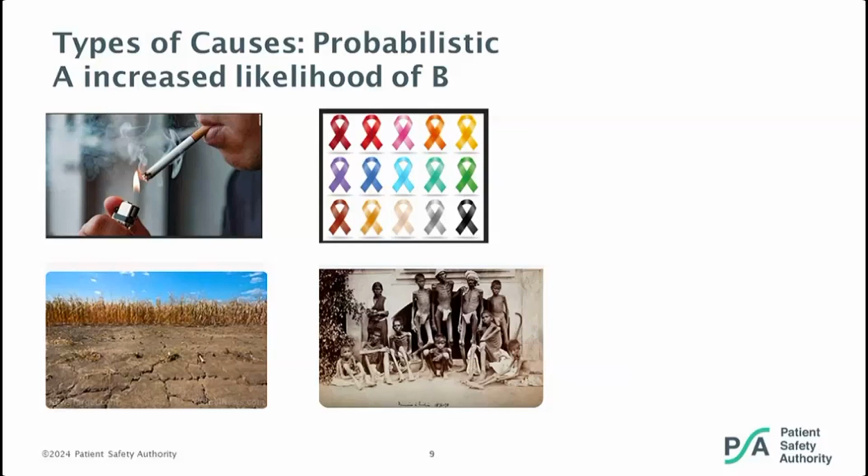In each of these examples, the probabilistic cause contributes to the likelihood of a particular outcome, but does not guarantee its occurrence. Understanding these probabilistic causes is essential for assessing risk factors and implementing preventative measures.